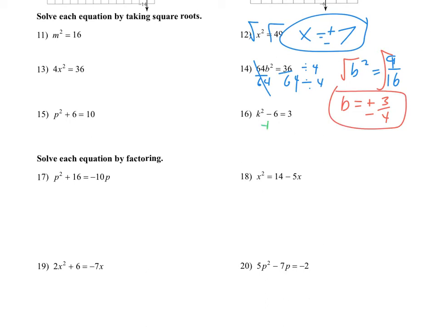Number 16, I need to add the 6 over first to isolate the k squared. And that'll be equal to 9. And then I'm going to square root both sides. And so I get k equals, and the square root of 9 is 3. But once again, I got to put that plus or minus 3 since I created that.